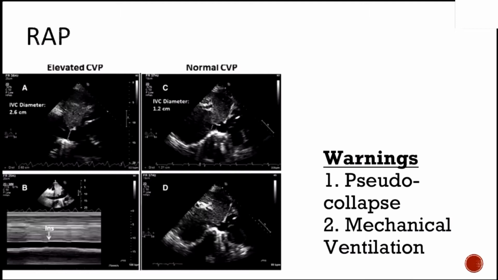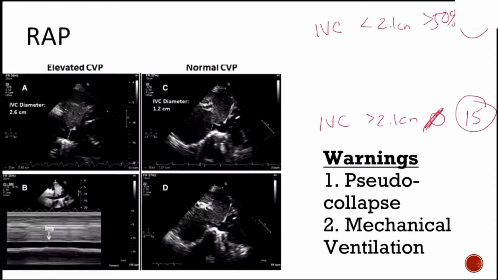So if we have an IVC that's less than 2.1 centimeters, right? So very small, and it has greater than 50% respiratory variation, then we assume our CVP is low, is 3. If we have an IVC which is greater than 2.1 centimeters, and there's no respiratory variation, we assume that our CVP is high, 15.